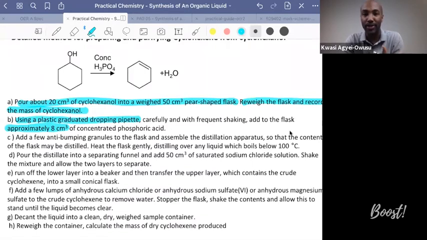So always pay attention to quantities that are given roughly. Approximately suggests that it isn't important to know the exact amount of phosphoric acid you've got, either because it is in very large excess, or it is a catalyst, and so you only need a small amount of it because it cycles rapidly over the course of the reaction. So we've got our approximate 8 centimeters cubed of phosphoric acid in our reaction flask, and we're going to be adding a few anti-bumping granules to the flask, and then assembling the distillation apparatus.